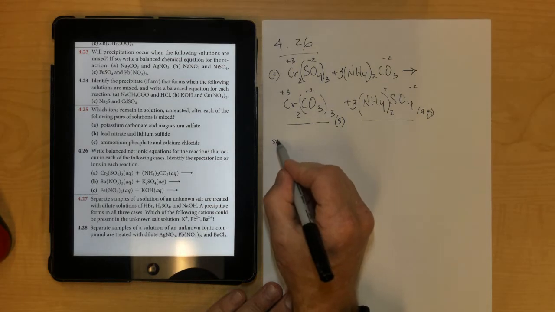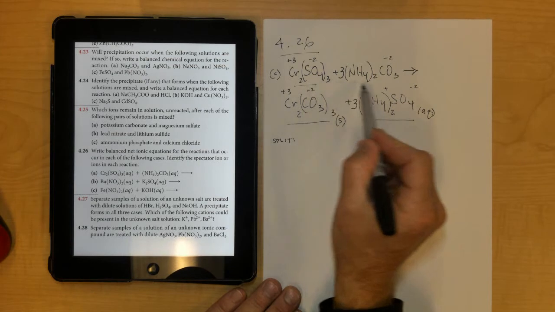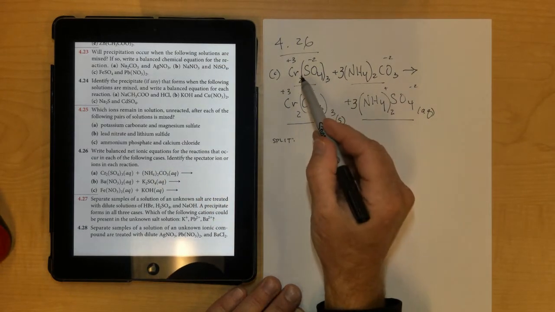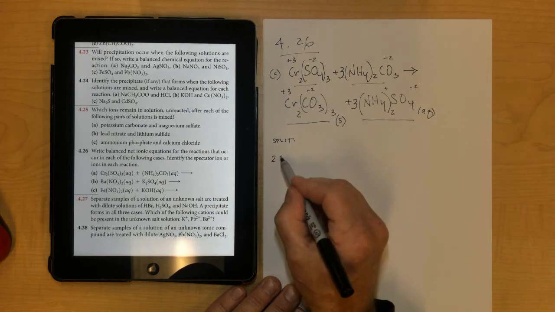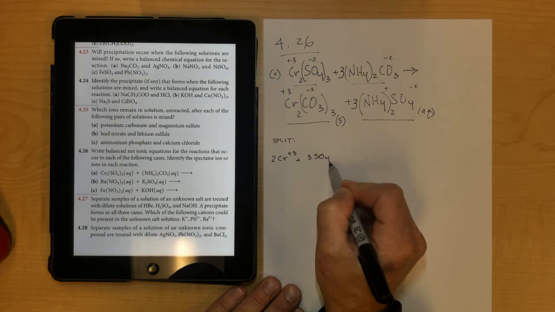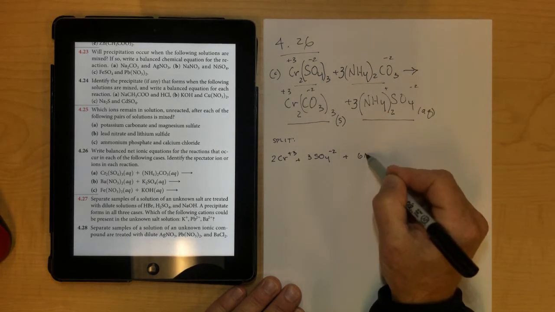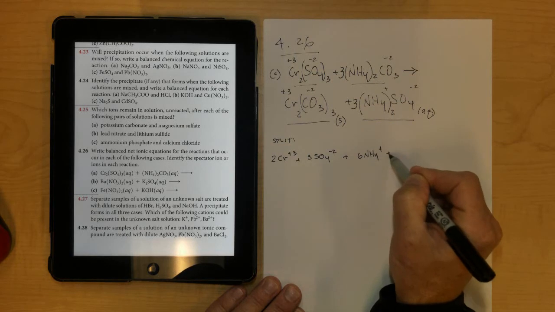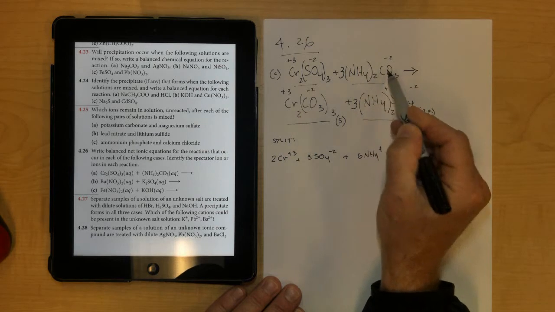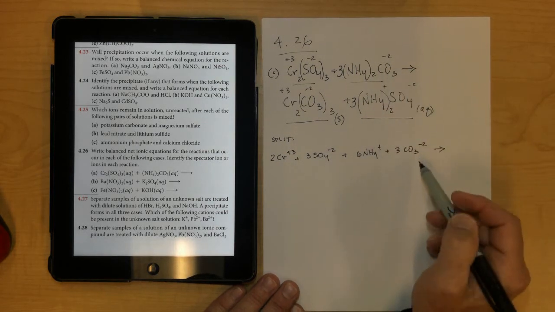Alright, now we go to the split part where we have to break it up to be ions. These are aqueous because they told us they were aqueous right here. And so this one is going to break up into 2 Cr positive 3 and 3 SO4 minus 2s. This one, don't forget to distribute the 3. It's going to be 6 NH4 pluses and 3 CO3 2 minuses because the 3 distributes to each of those species. Remember, keep the 3 with the CO3 because that's a polyatomic ion.